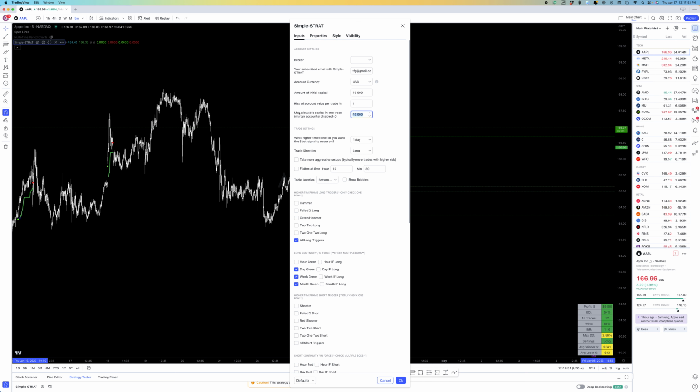So this is the amount of capital that we're going to commit in one trade. This is the amount that we're willing to risk in one trade. Hope that makes sense. But that's pretty much it for now.